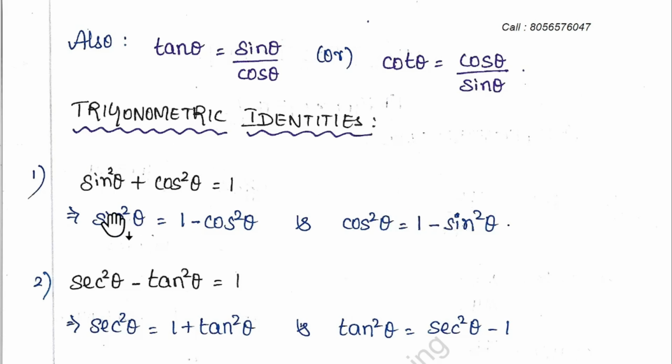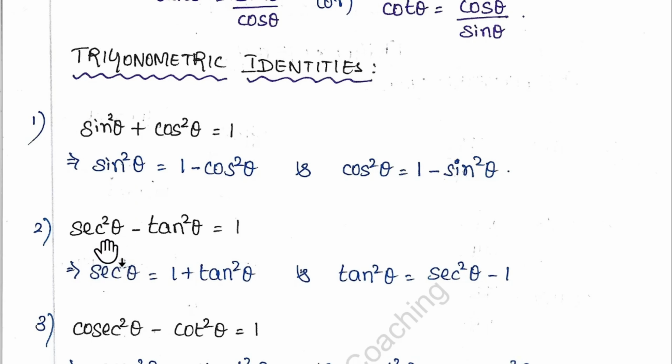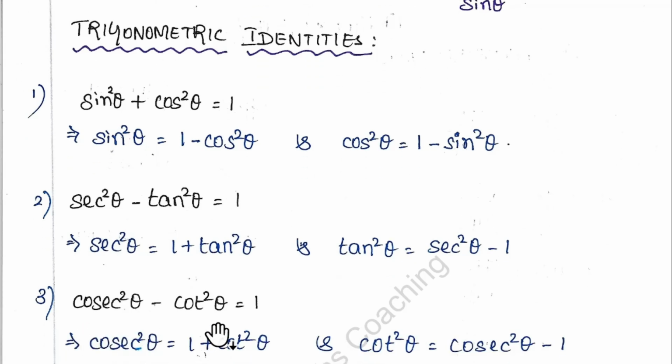So we have three trigonometric identities. What is meant by identity? Identity means you will end up with the value of 1. The first one is sine square theta plus cos square theta is 1. The second identity is secant square theta minus tan square theta is equal to 1. The third identity is cosecant square theta minus cot square theta is equal to 1.